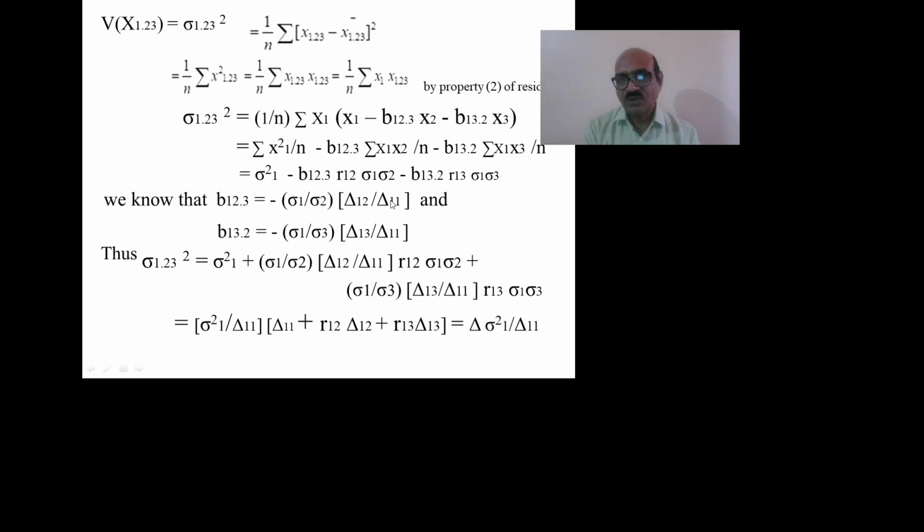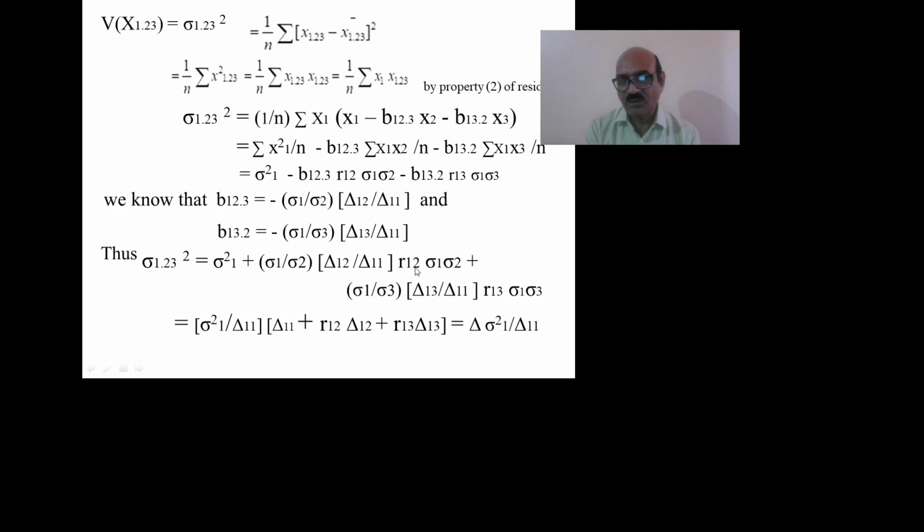Again I will substitute the value of b13.2 from this expression. This minus and this minus become plus, and you are left with sigma 1 by sigma 3, delta 13 by delta 11, into r13 sigma 1 sigma 3. This is the expression. Now I'll take sigma 1 square divided by delta 11 as a common factor. If I take this as a common factor, there will not be any delta 11 left, therefore I will just multiply by delta 11. This sigma 1 square is taken out, and this sigma 2 will get cancelled.